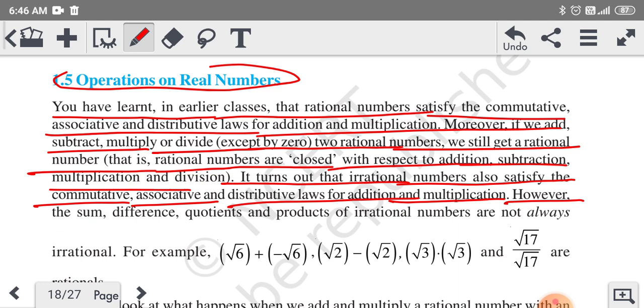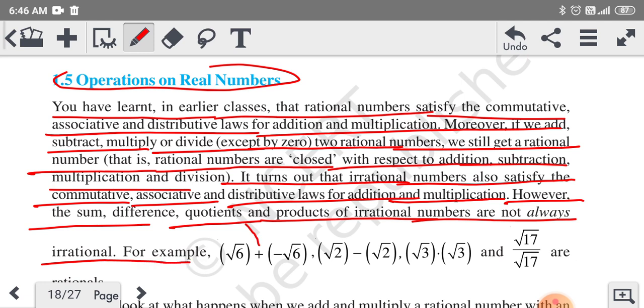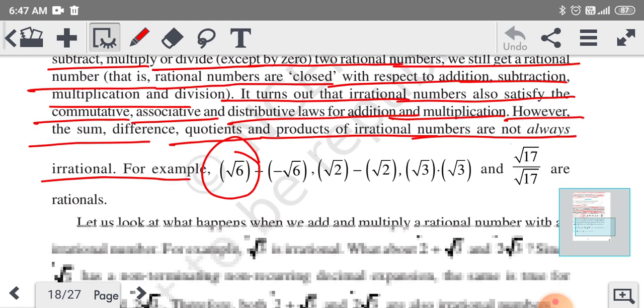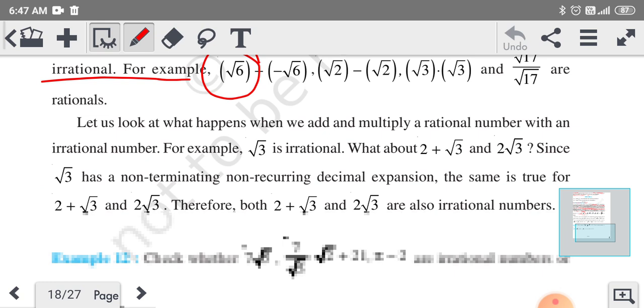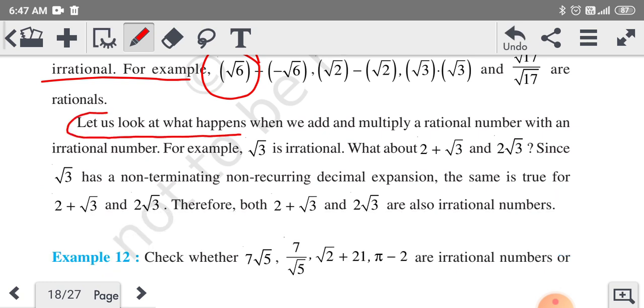However, the sum, difference, quotients and products of irrational numbers are not always irrational. For example, √6 minus √6, √2 minus √2, √3 into √3 and √17 by √17 are rationals. So let us look at what happens when we add and multiply a rational number with an irrational number.